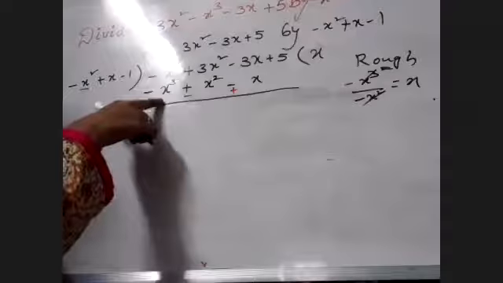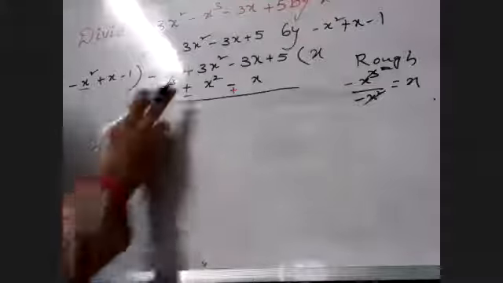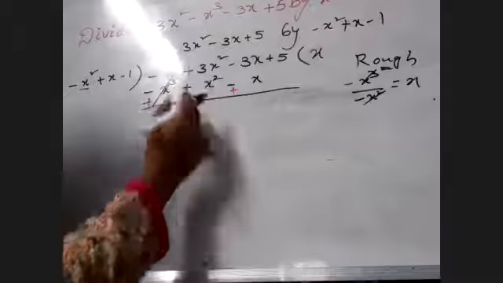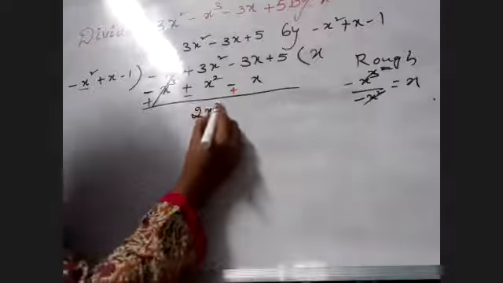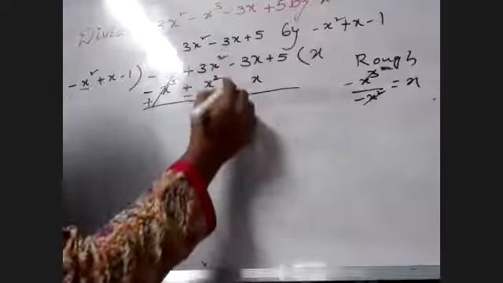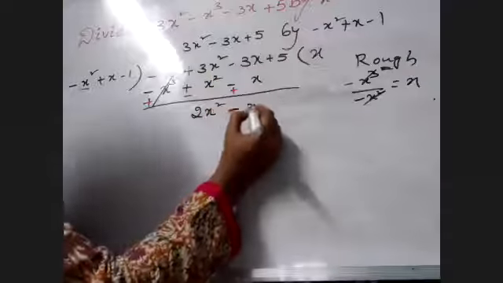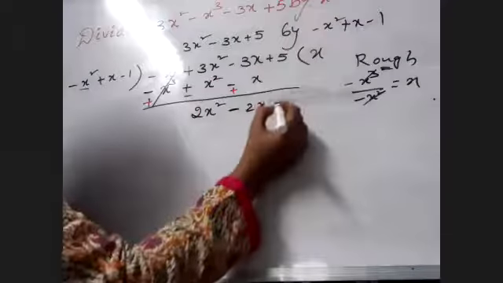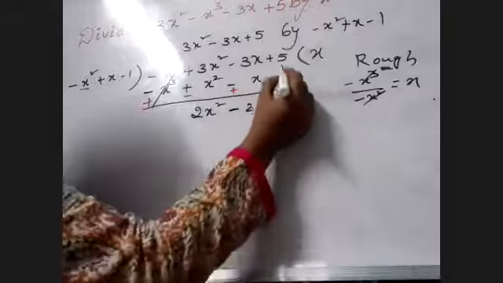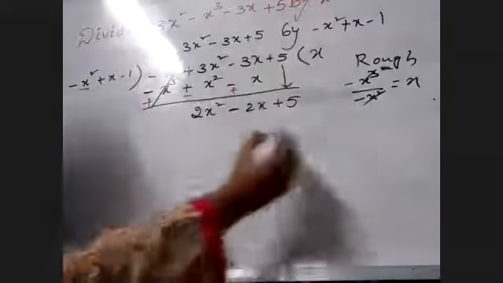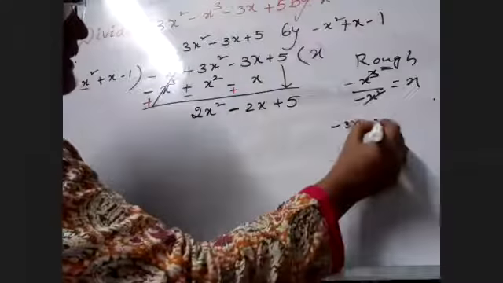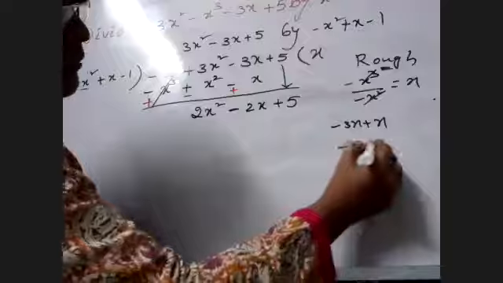Now see here. Minus x cube plus x cube cancels. 3x square minus x square gives 2x square. Minus 3x plus x gives minus 2x. Again plus 5 stays as it is.